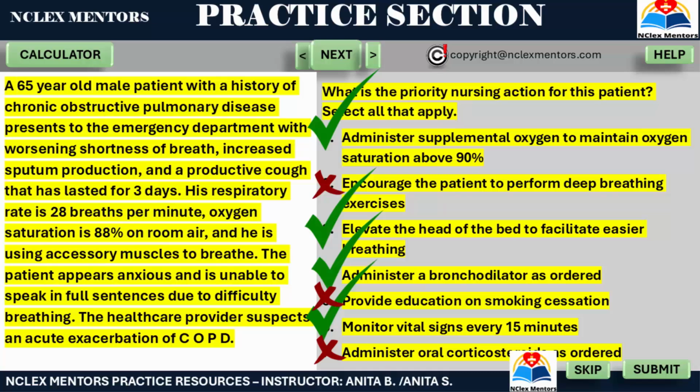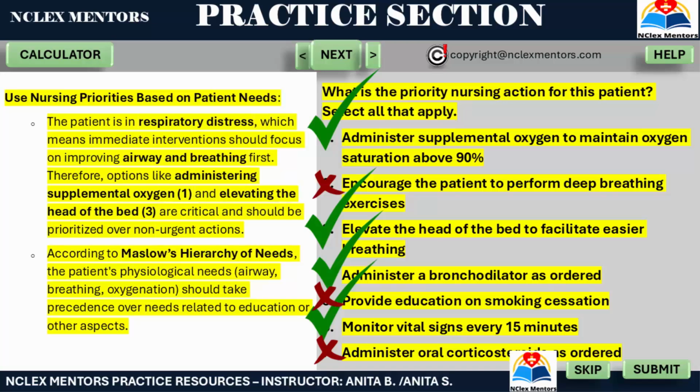Select all that apply. Option 1. Administer supplemental oxygen to maintain oxygen saturation above 90%. Option 2. Encourage the patient to perform deep breathing exercises. Option 3. Elevate the head of the bed to facilitate easier breathing. Option 4. Administer a bronchodilator as ordered. Option 5. Provide education on smoking cessation. Option 6. Monitor vital signs every 15 minutes. Option 7. Administer oral corticosteroids as ordered. There are 4 correct answers here: 1, 3, 4, 6. Strategies used to select the best answers.